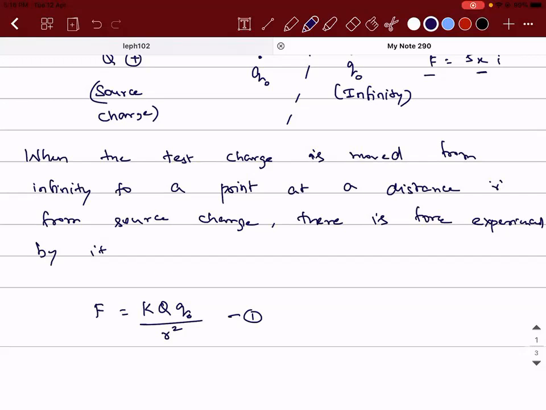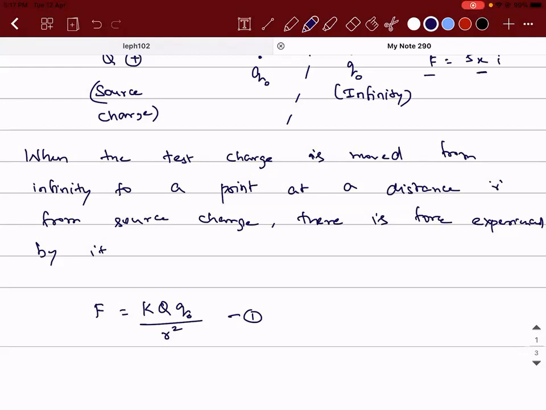I forgot to give you the definition in the first place. Please write down the definition. If you have space at the top, below electrostatic potential energy, please write down the definition: the amount of work done by an external force to move the test charge from infinity to some point within the electrostatic field of the source charge.